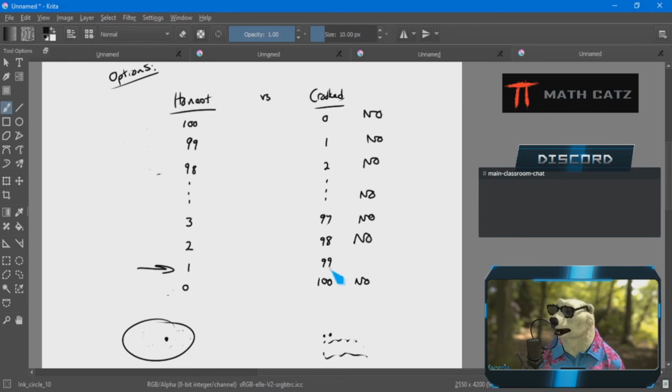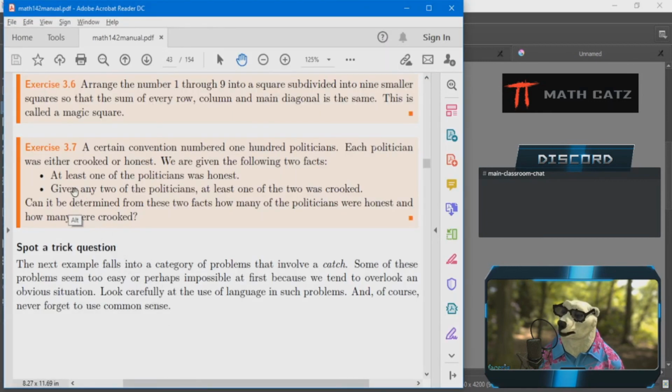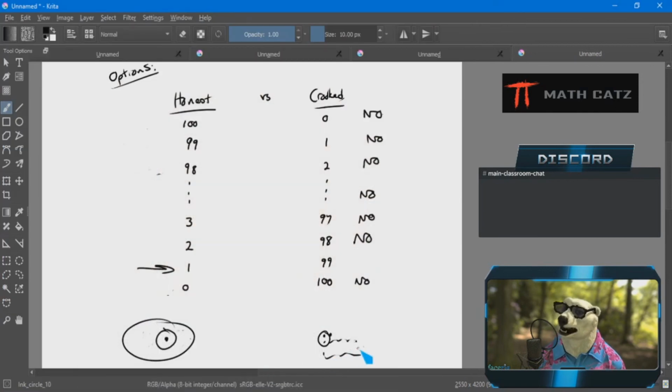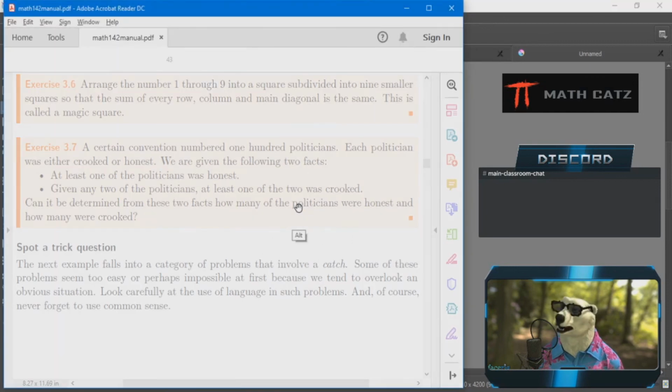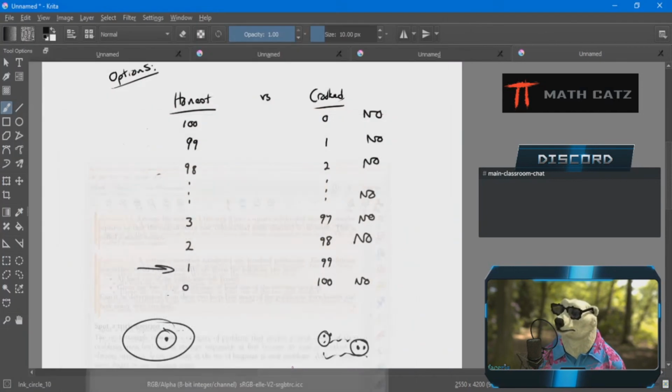Now the only one left is exactly one honest politician. There they are. Exactly 99 crooked politicians. Now if I want to select 2 politicians, even if I select the honest one, I'm going to have to select from the crooked list as well, and I'm guaranteed to have at least one crooked politician. Or maybe I select both crooked. I still have at least one crooked. So that is the answer.